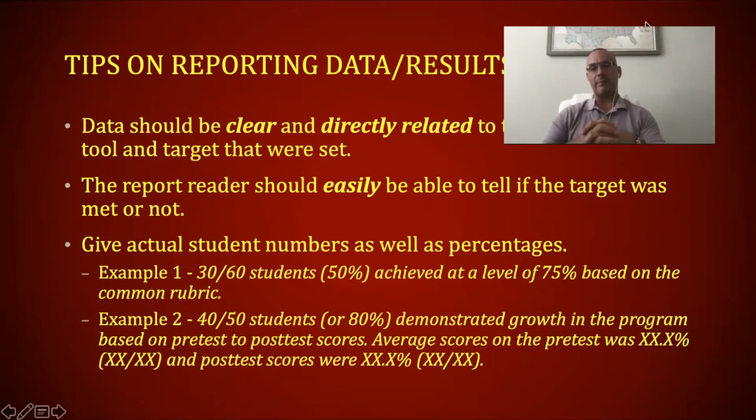So a good example of that might be, we might say that 30 of the 60 students in the program, and then quantify that, 50% achieved at target level of 75% based on the common rubric, or 40 out of 50 students demonstrated growth in the program based on pre-test to post-test scores, average scores, and then we might go on and actually report what those average scores were, both the percentage and the raw scores from pre-test to post-test. So this would probably be a better way to provide those results.